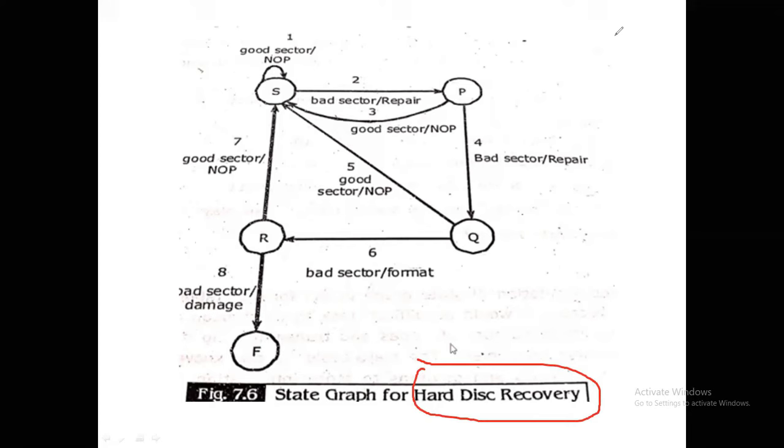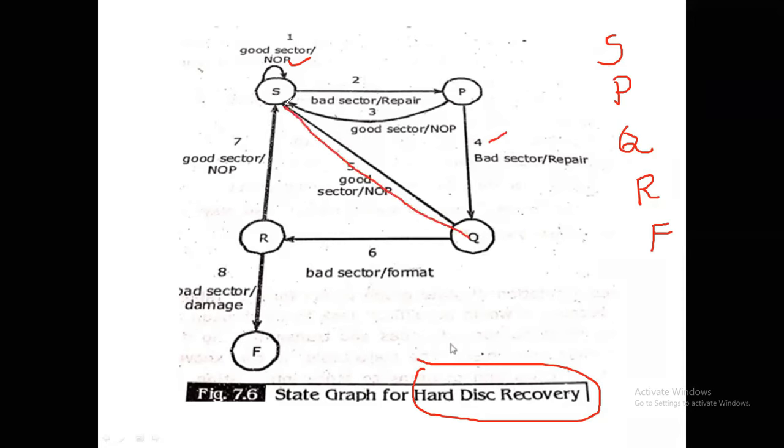Here the states are S, P, Q, R, F. Good sector, NOP, that means no problem, so it is 1. Good sector, no problem. And 2, bad sector, repair. So that means this is P. If there is a bad sector in the hard disk, you are going to repair it. So bad sector, so 4. Repair, so quit.